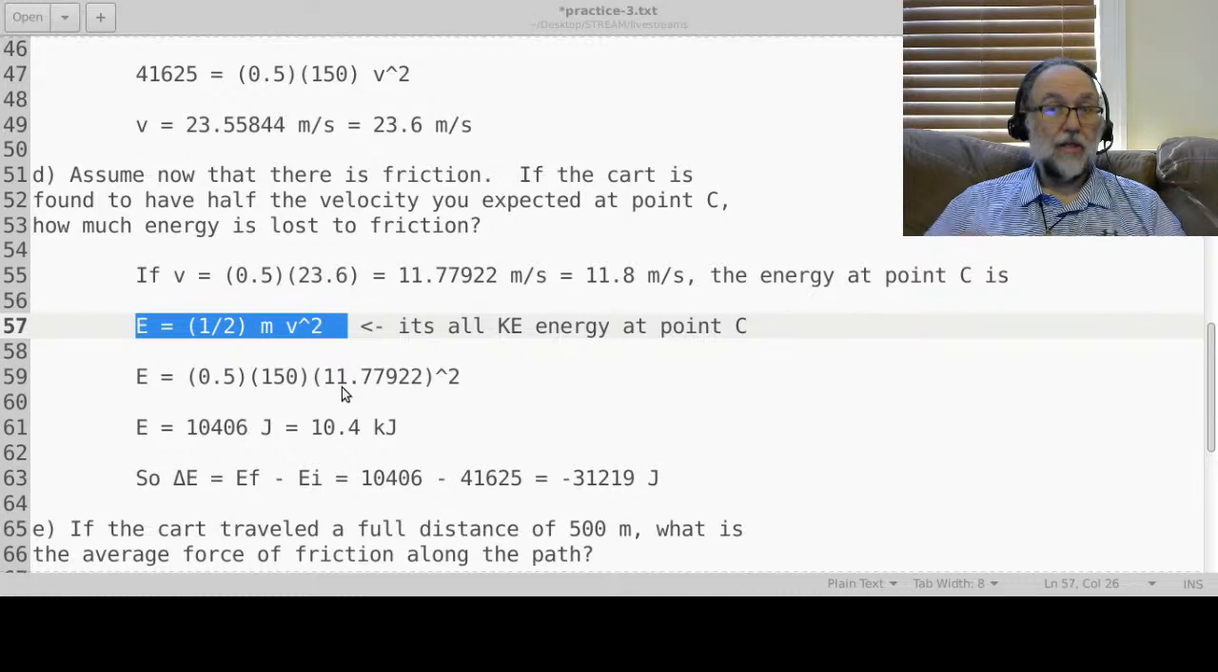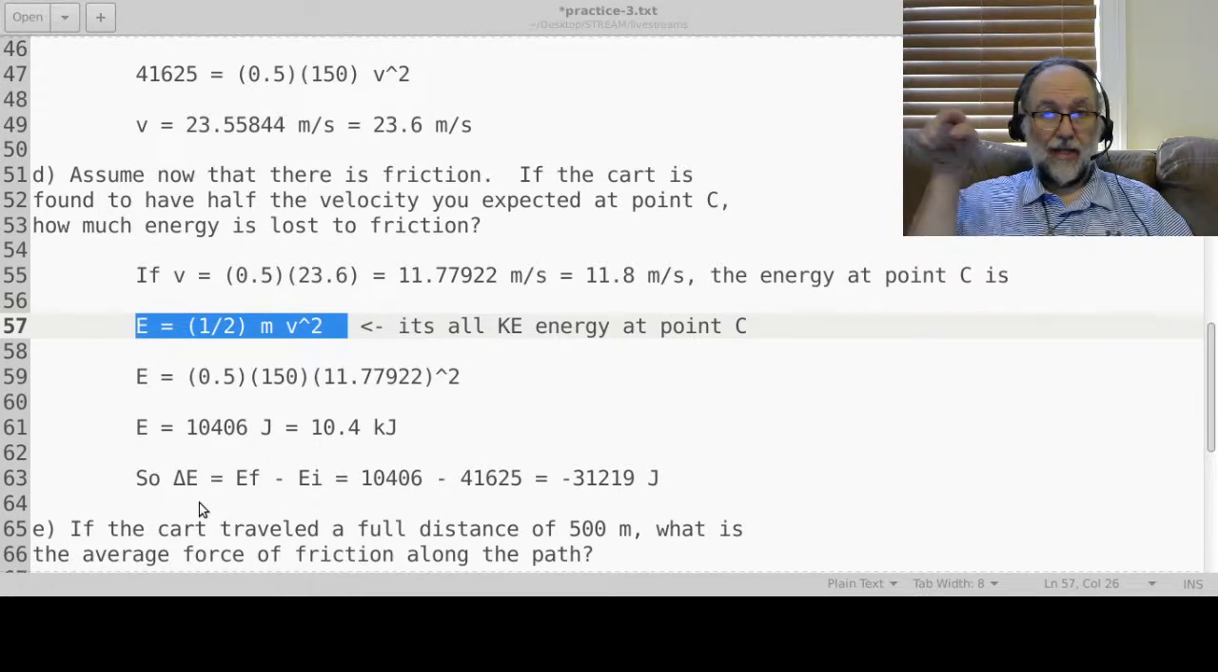I used all the decimals there so that we didn't have a round off error. And it turns out that at the bottom at point C, you're only going to have 10,406 joules, or 10.4 kilojoules. So in the previous problem, you had 41.6 kilojoules, and now you only have 10.4 kilojoules. Where did that other energy go? Heat.